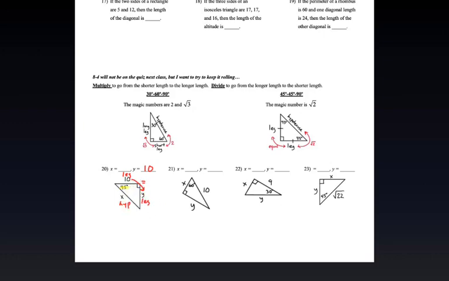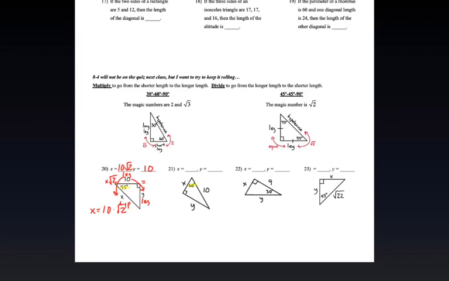Now, how do I go from the leg to the hypotenuse? I'm going from a smaller thing to a bigger thing, so I'm going to multiply by what magic number? 45, 45, 90, square root 2. So the hypotenuse is 10 times the square root 2, which is just simply 10 square root 2. A number that's not in a radical is not going to multiply. You don't get square root 20 or anything. It's just 10 square root 2.